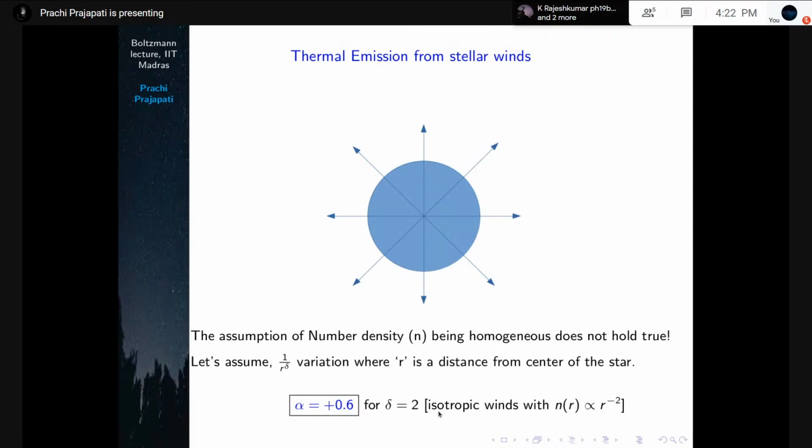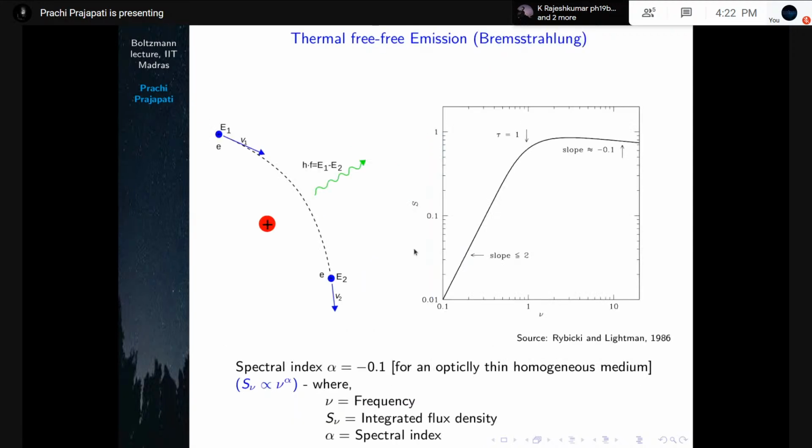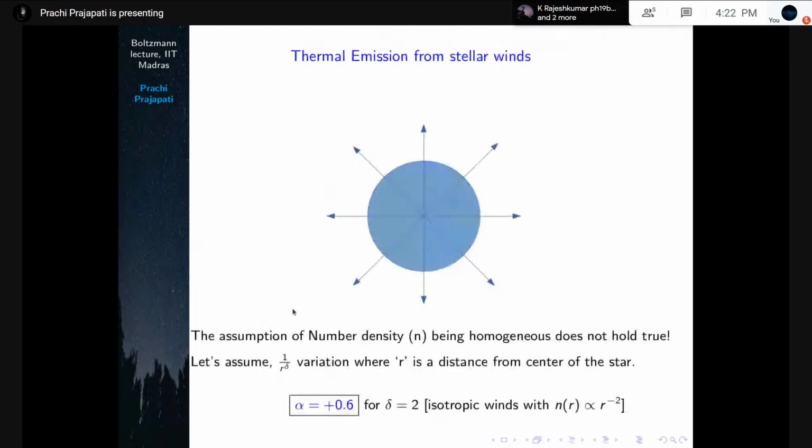Whereas this case, which I discussed here, is for an ionized medium. Homogeneous was the assumption. Homogeneous means that the number density of electrons and ions is the same at all different places in this system.